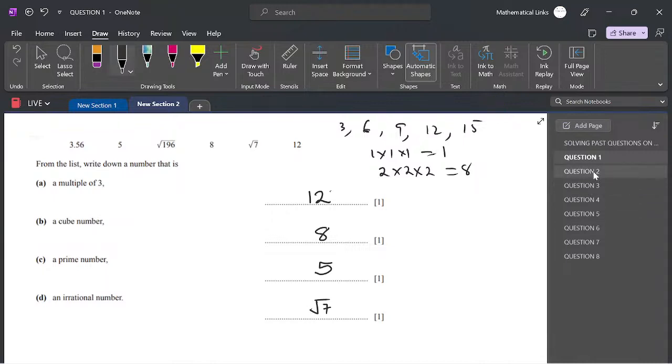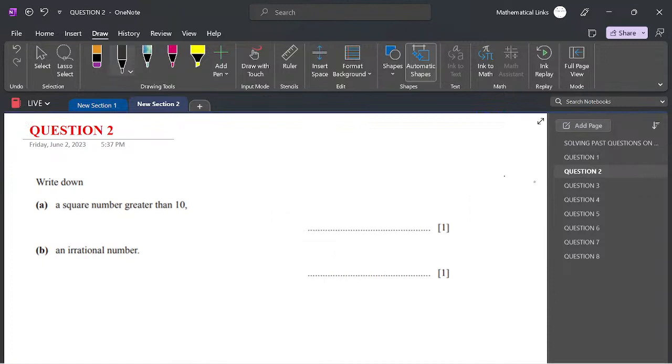So let's go to question 2 here. Here we also write down a square number greater than 10. If you have the square numbers, it will be 1 times 1, 1 is a square number. 2 times 2, 4, 4 is a square number. 3 times 3, you have 9, 9 is a square number. 4 times 4, you have 16, 16 is a square number. 5 times 5, you have 25, 25 is a square number.